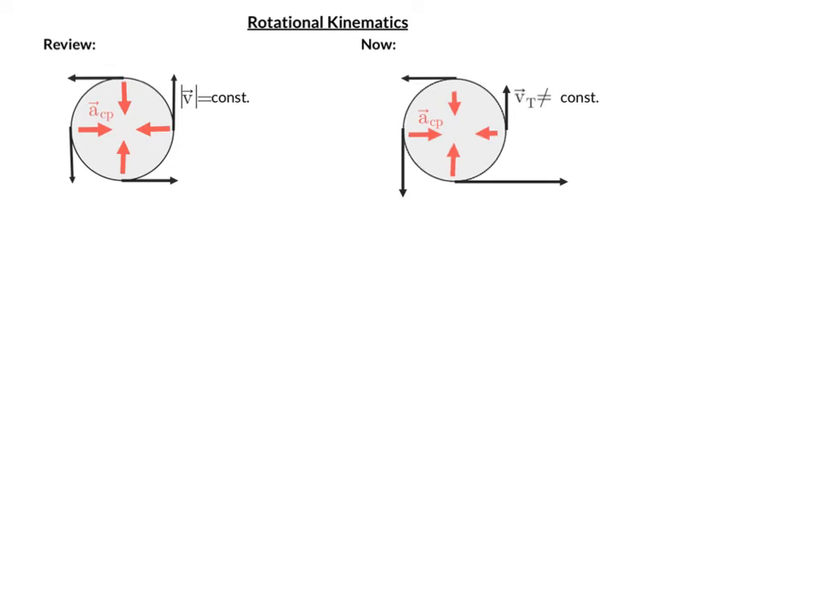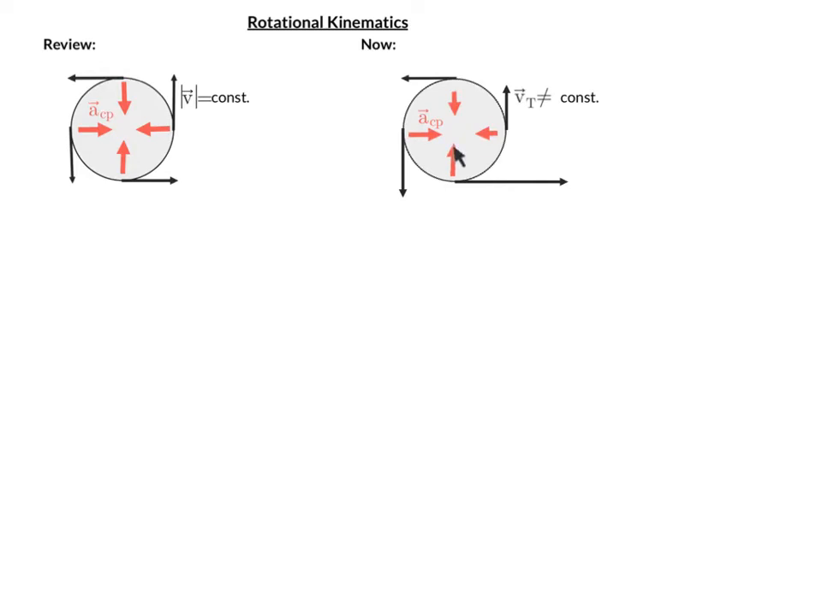Now, what has changed is the fact that the magnitude of the velocity is no longer constant. You'll see that this arrow is a little bit smaller than the next one, and so the velocity is increasing. And as the velocity is increasing in magnitude, the centripetal acceleration is increasing as well. So the centripetal acceleration is still equal to v squared over r. A smaller centripetal acceleration corresponds to a smaller velocity, and a larger centripetal acceleration corresponds to a larger velocity.